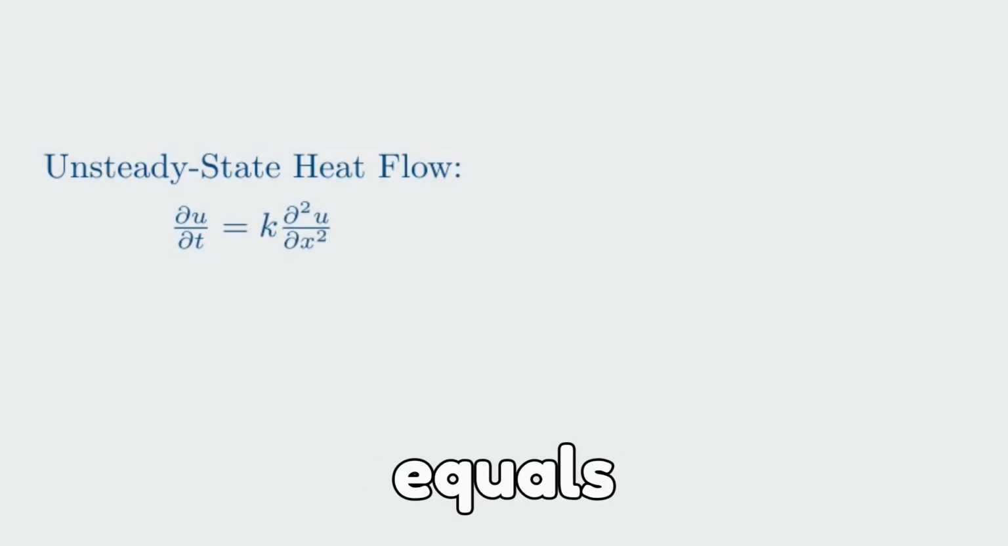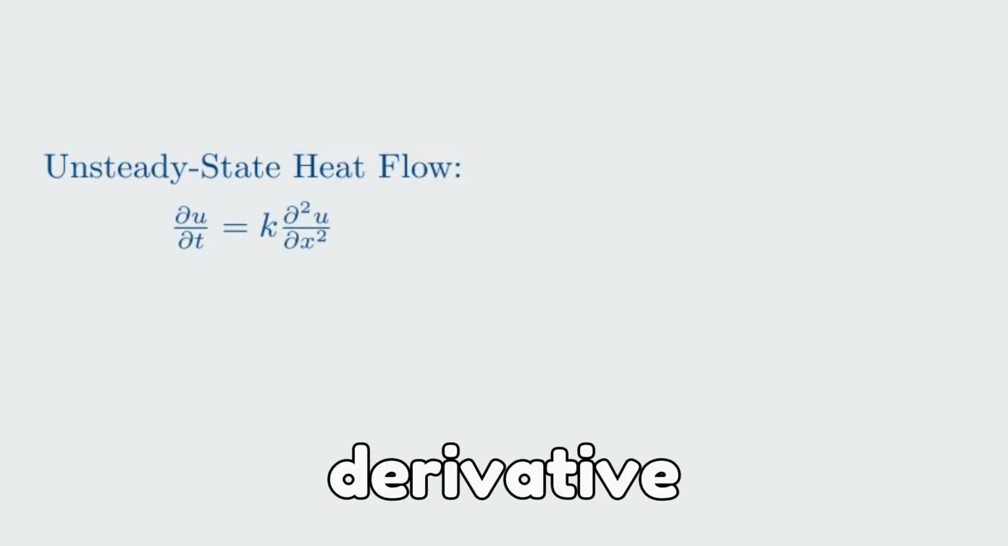So far, we've focused on steady state. But what happens when things are changing? This is where the full heat equation really shines. Again, the equation is the rate of change in time equals k times the second spatial derivative. Solving this equation is much harder than the steady-state case. It describes how the temperature profile, u(x, t), evolves over time. Let's think about this graphically.